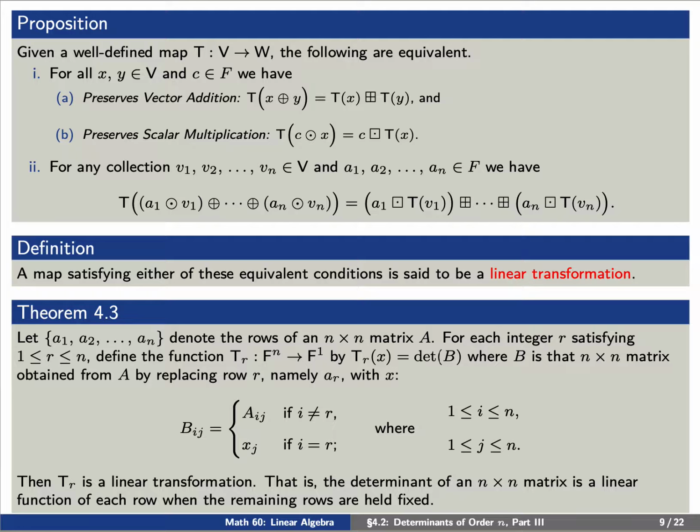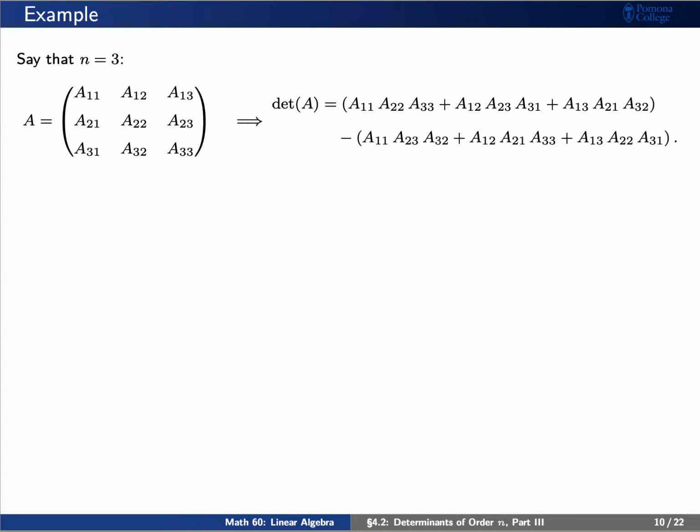Here's the main result that we'd like to come back to over and over again today. Let's say that we have an n by m matrix A. For each integer r between 1 and n, we'll define a function t sub r that takes a vector x to the determinant of B, where B is that n by n matrix obtained from A by replacing row r with this row vector x. We claim that t sub r is a linear transformation. In other words, the determinant of an n by n matrix is a linear function of each row when the remaining rows are fixed.